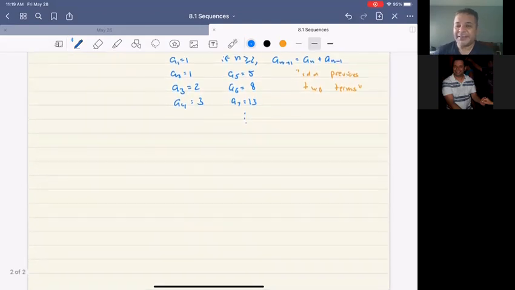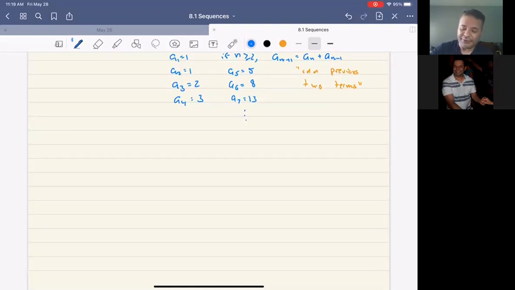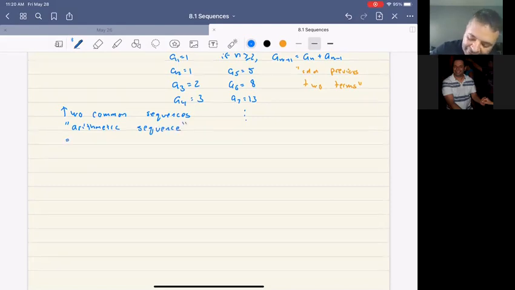Let me finish off this slide with two very common types of sequences that we're going to deal with. First type is what's called an arithmetic sequence. Okay, so an example is, say, 5, 8, 11, 14, 17. You can guess the next one's 20. And here we're just adding a constant to our number. So we keep adding the same number.